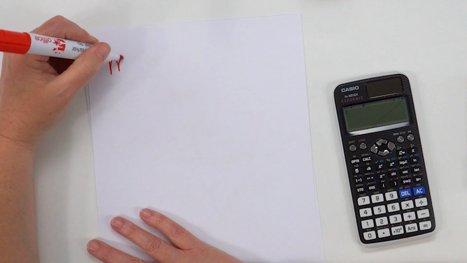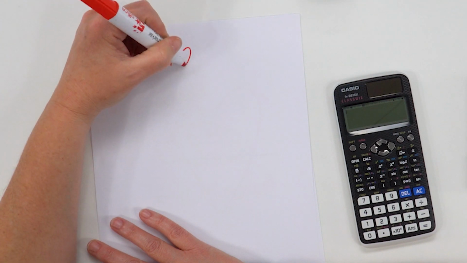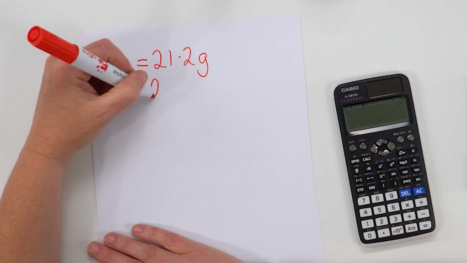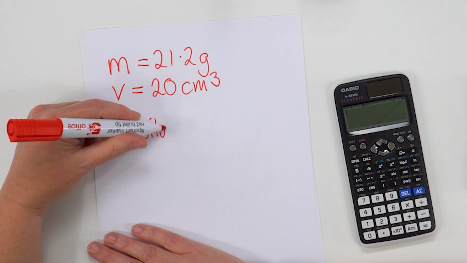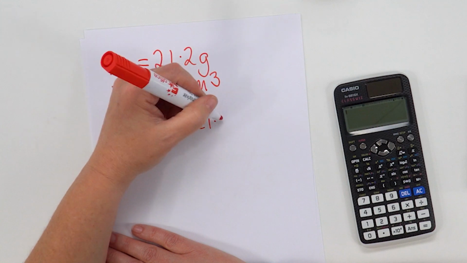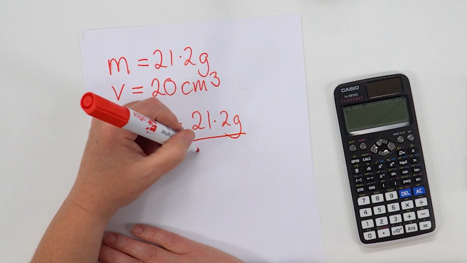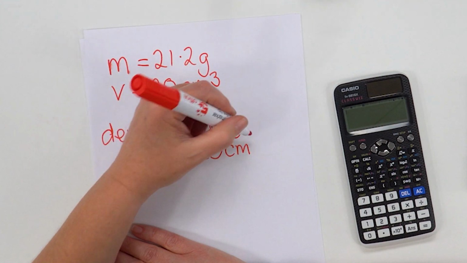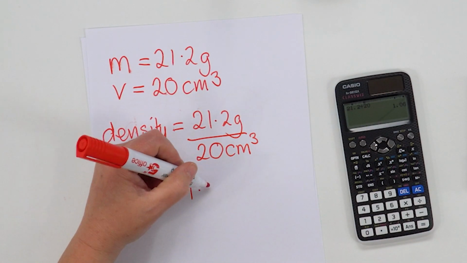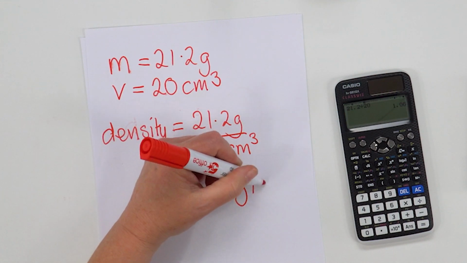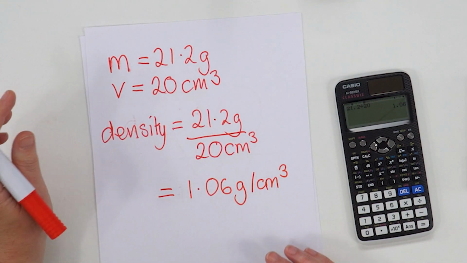So our mass is 21.2 grams and our volume was 20 centimetres cubed. So our density is going to be 21.2 grams divided by 20 centimetres cubed, which gives us 1.06 grams per centimetre cubed. Students could then compare that figure with some data in a lookup table to see if they can work out what their mystery substance is.